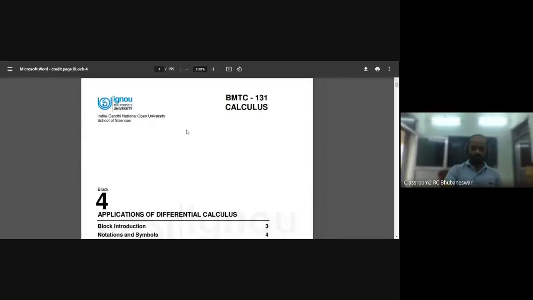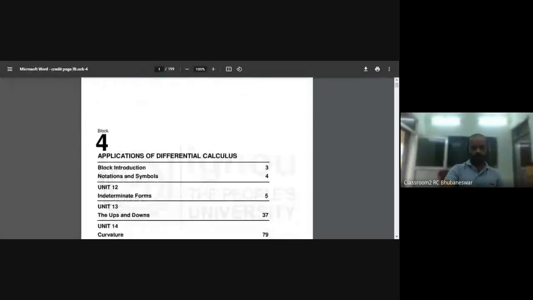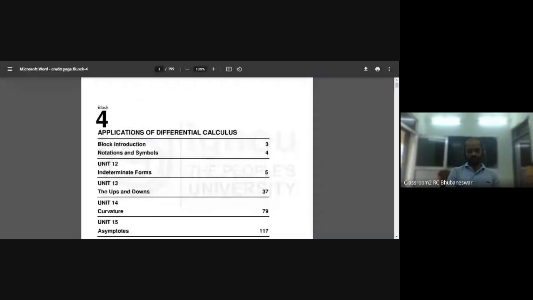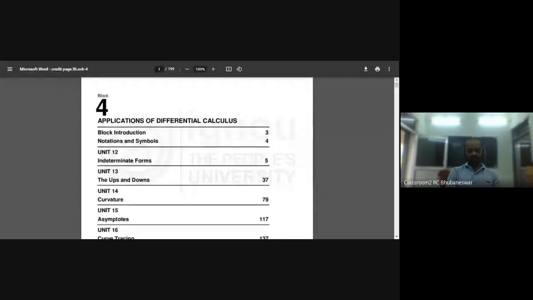This block 4 is divided into 5 units. Here in the first unit we have to cover the maxima and minima, the ups and downs, that means increasing and decreasing functions, and the curvature and asymptotes. Finally, we are going to discuss curve tracing.